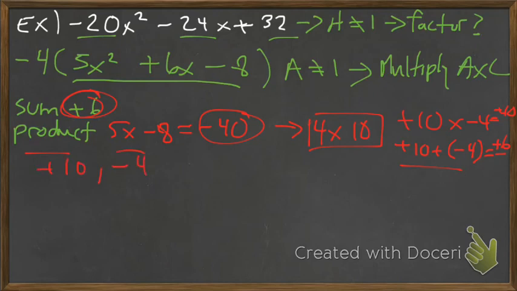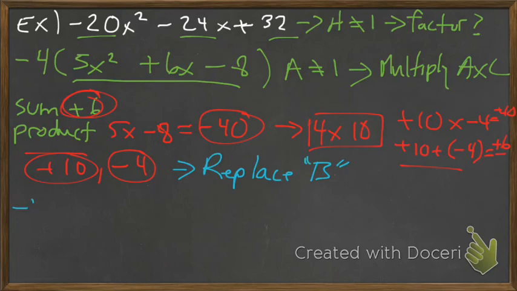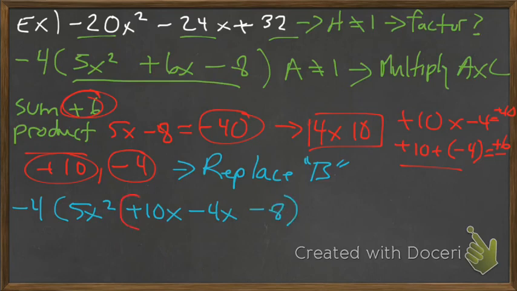So our values are positive 10 and negative 4. So now that we have our sum and product values, our factors, we have to keep in mind we are replacing, I'll write this in blue, replace B. So let's write it out again. So we'll have negative 4, 5x squared, plus 10x, subtract 4x, subtract 8. So these two terms together will still give me positive 6, right? If I were to collect them. And that's what I had up here. So we're on the right track.